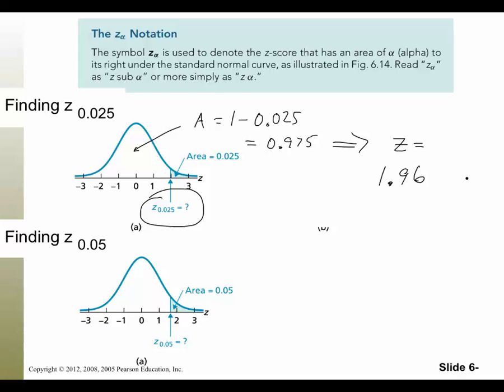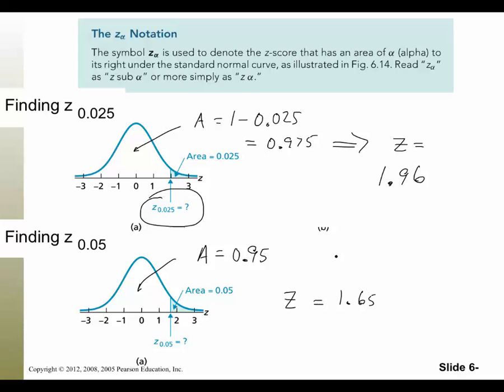What did you get, Cosmin? 1.65. Someone else get that? So first you look at that area, which is 0.95. And the corresponding z-score, working backwards from the chart. Now you're looking in the middle of the chart for that area, and then you're figuring out what the corresponding z-score is.